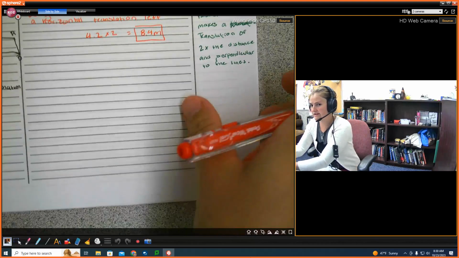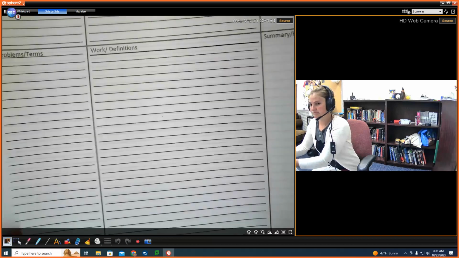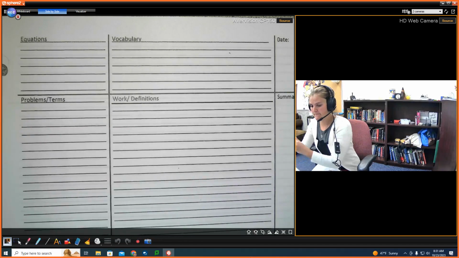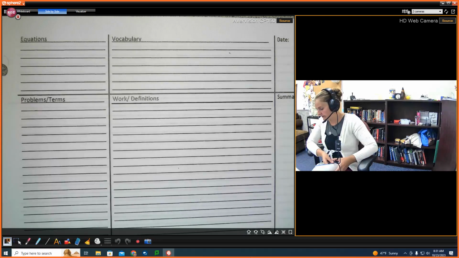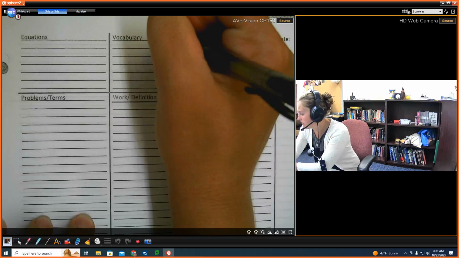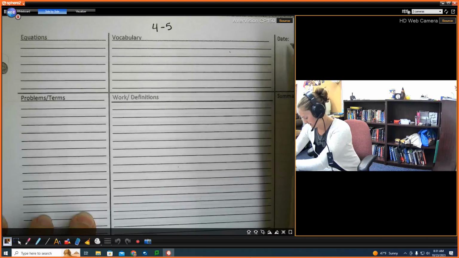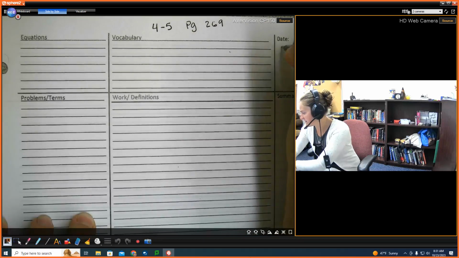Okay, like I said, we're not going to write any of those, but we are going to move on to the next topic. So we're going on to 4-5. So new piece of paper. Okay, so I believe some of you did these in art. This is Tessellations. And this is page 269. And it is still the 23rd of October.